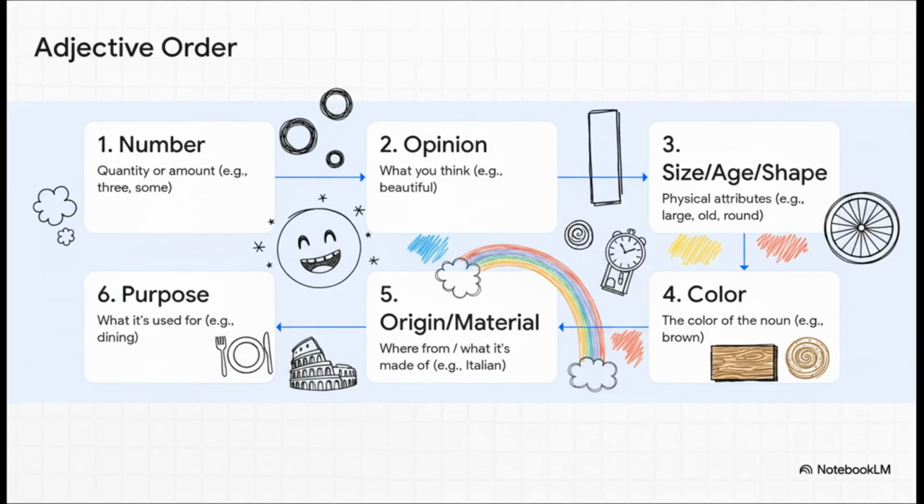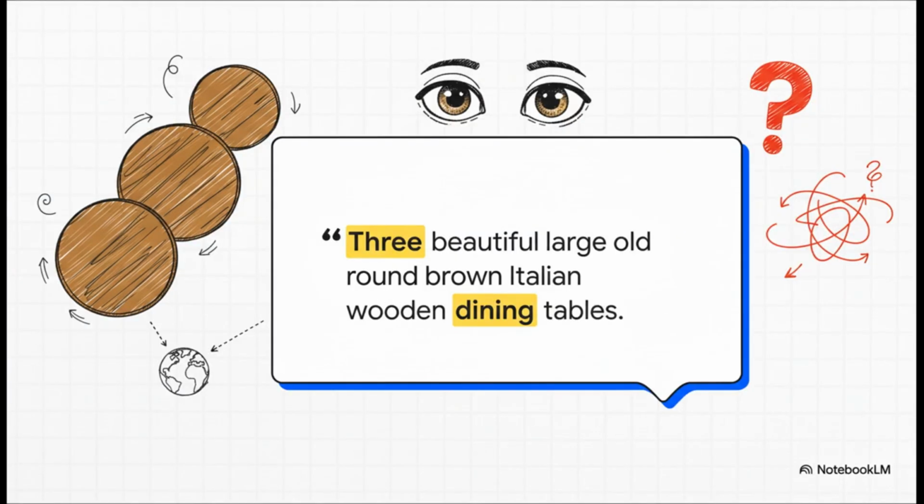It basically flows from your general opinion to the hard facts. You start with quantity, then your opinion, then you move to physical traits like size and color, and you finish with where it's from and what it's for. It looks a little complicated, but your brain probably does this automatically. Just listen to this monster of a phrase. 3 beautiful, large, old, round brown Italian wooden dining tables.